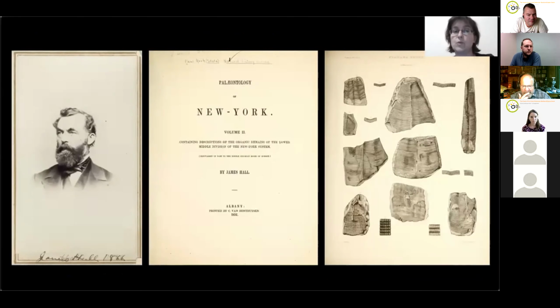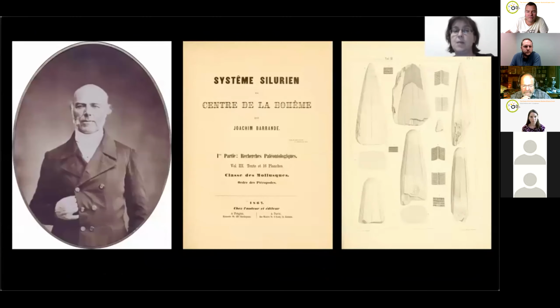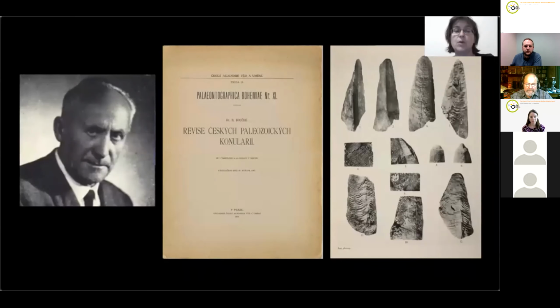Together with Hall's monograph from the year 1852 on the Devonian fossils of New York State, Barrande's monograph on conulariids of Bohemia from 1867 contains the earliest published illustrations and descriptions of epizoic edrioasteroids on these fossils. Bouček's monograph on Bohemian conulariids from the year 1928 builds on those observations.